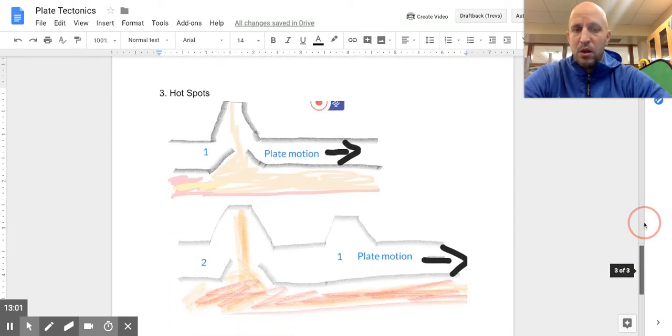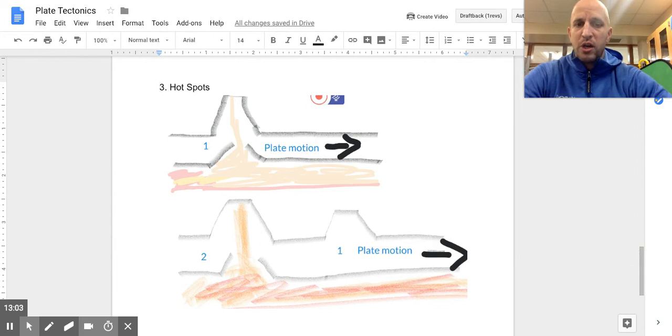Yeah. So in your notes, I want you to draw this picture. All right. So we have plate motion here, volcano number 1, moving over magma. All right. What happens with a hotspot? The hotspot always stays where it is. The hotspot doesn't move. It's the plate that is moving above the hotspot.